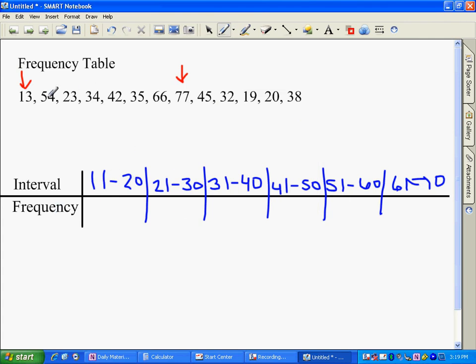I'm going to start with 11 to 20, and I see 1, 2, 3 numbers that fall in that interval. For 21 to 30, I see just one number. For 31 to 40, I see 1, 2, 3, 4. For 41 to 50, there are 2 numbers. For 51 to 60, I have 1. And then for 61 to 70, I was wrong. I have to go past. So I'm going to put 1 here.